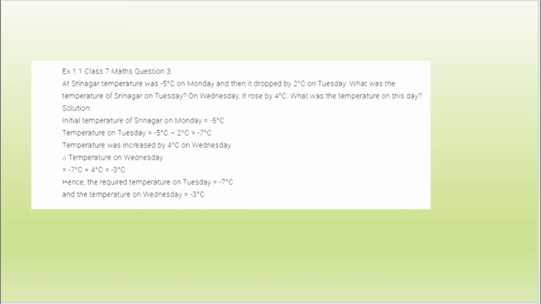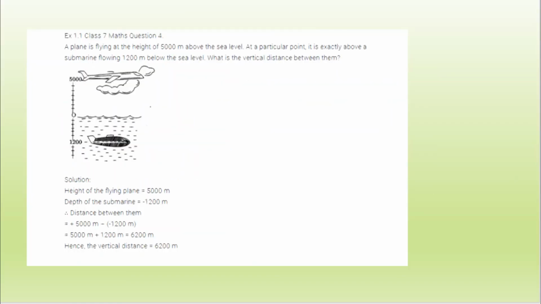The initial temperature of Srinagar on Monday is minus 5 degrees Celsius. Temperature on Tuesday is minus 5 and minus 2 equal to minus 7. Then the temperature increased by 4 degrees Celsius on Wednesday. Temperature on Wednesday is minus 7 plus 4, which is minus 3. Hence the required temperature on Tuesday is minus 7 degrees Celsius and temperature on Wednesday is minus 3 degrees Celsius.